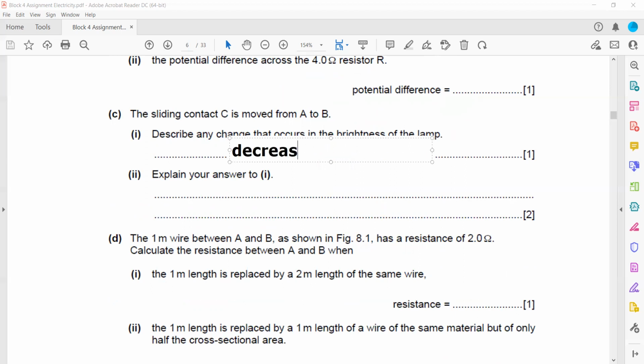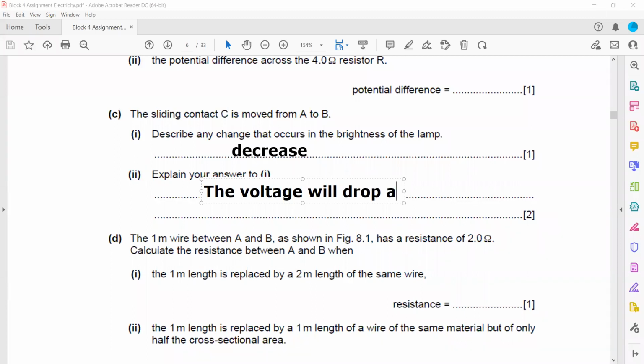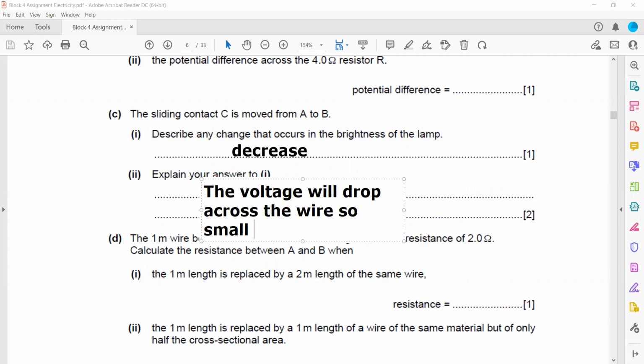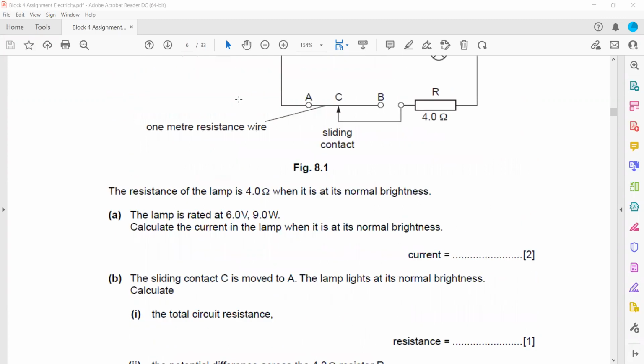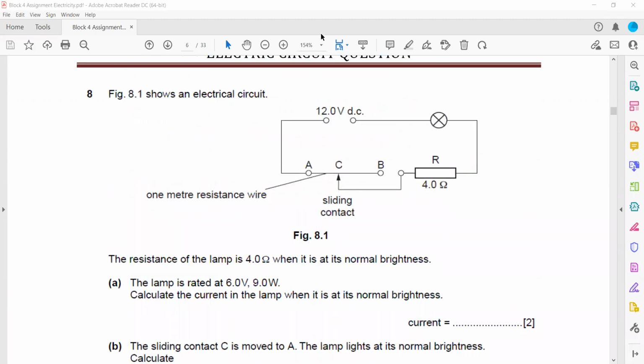And what is the reason for that? Explain your answer. The voltage will drop across the wire, so there is a small voltage, or potential difference, across the lamp. So in the beginning, as I mentioned, the sliding contact was at position A.